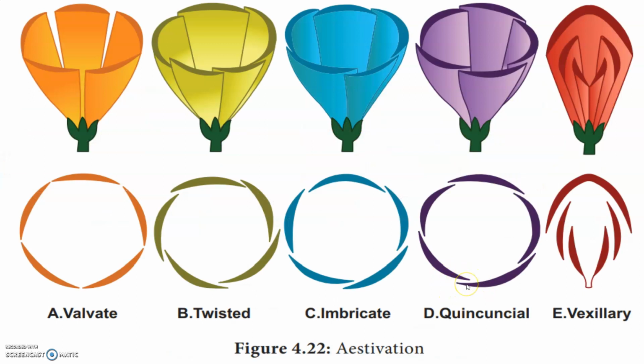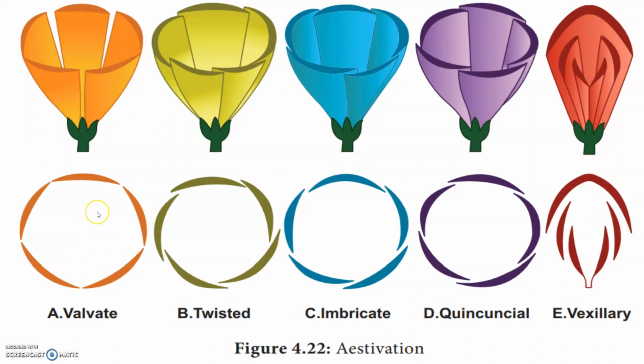So you can see here estivation, the mode of arrangement of sepals or petals in the floral buds with respect to the other members is known as estivation. The main types of estivation are valvate, twisted, imbricate, quincuncial, and vexillary. Now, when the sepals or petals in the whorl just touch one another at the margin without overlapping, for example in Calotropis, it is said to be valvate.